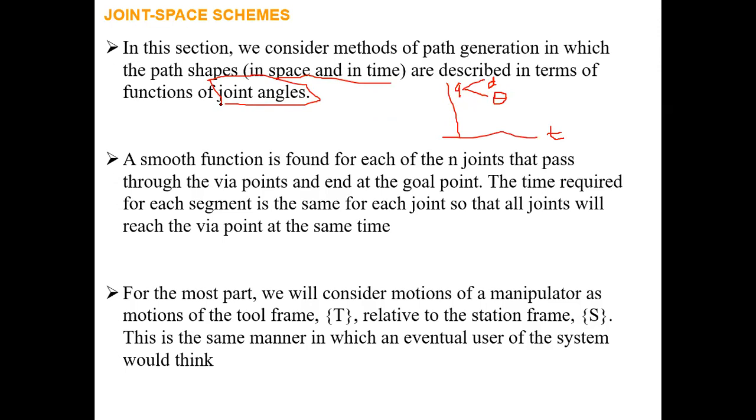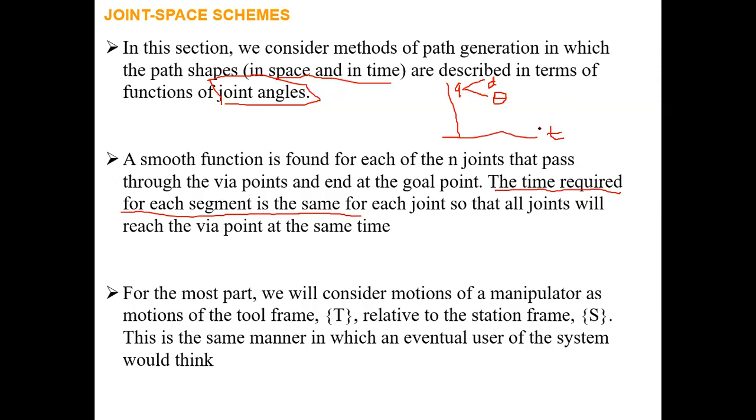So in other words, a small smooth function is found for each of the joints that pass through the via points and end at the goal point, the initial and final point, right? The final point is also called the goal point. The time required for each segment is the same. That's very critical here, okay? That's the only constraint we have used here. Other than that, each segment is independent. We have to do this calculation for each joint independently, but the only constraint is that the time required for each segment is the same.